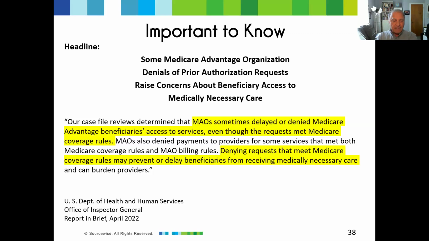The Office of the Inspector General at the Department of Health and Human Services was looking into the growing number of complaints about Medicare Advantage plans denying prior authorizations for things Medicare is supposed to cover. They issued this report. This is the headline in the opening paragraph: some Medicare Advantage organization denials of prior authorization requests raise concerns about beneficiary access to medically necessary care. Medicare Advantage organizations sometimes delayed or denied beneficiaries access to services, even though the requests met Medicare coverage rules. Denying requests that meet Medicare coverage rules may prevent or delay beneficiaries from receiving medically necessary care.